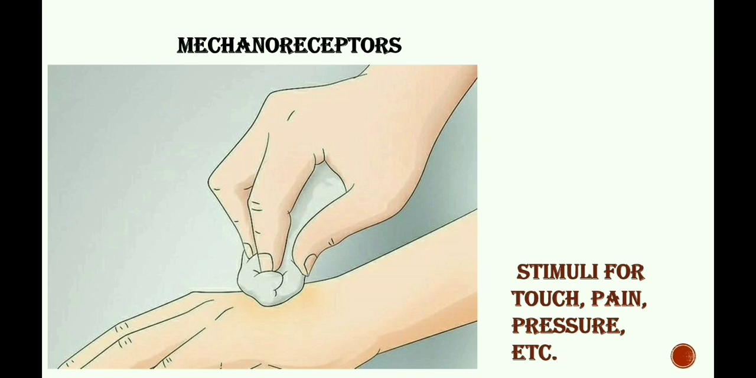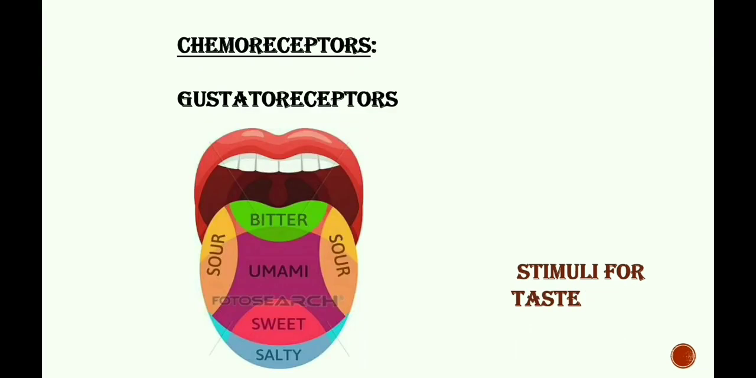Next one is mechanoreceptors. Again, the location is skin, and function is that it is sensitive to stimuli like touch, pain, pressure, deep pressure, etc. And the last one for exteroreceptor is chemoreceptors. Chemoreceptors are divided into two parts, that is gustatoreceptors and olfactory receptors.